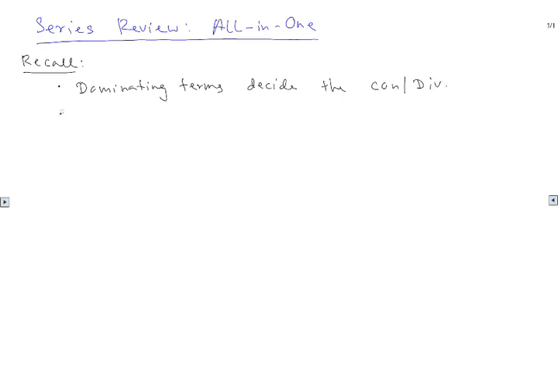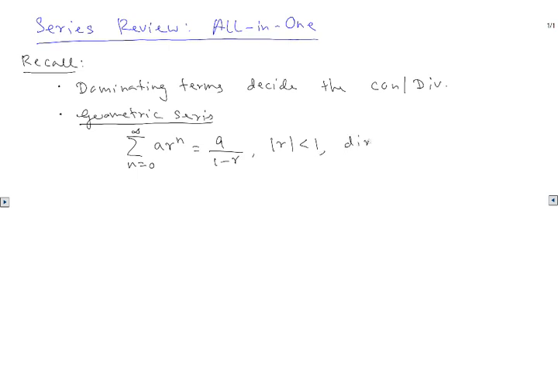The second one is the geometric series. A geometric series is any series that you can write in this form. You can start with any index or any number, or let's put 0 to infinity, of a r to the n. This is n or n minus 1 depending on how you want to write it. The sum is a over 1 minus r. This is going to converge when the absolute value of r is less than 1, and it diverges when the absolute value of r is greater than or equal to 1.